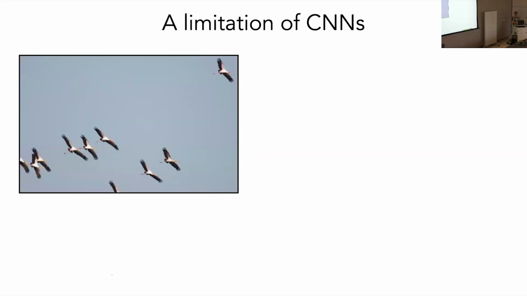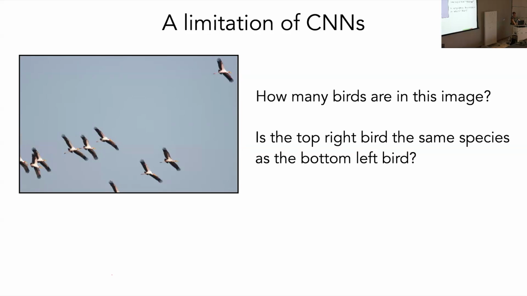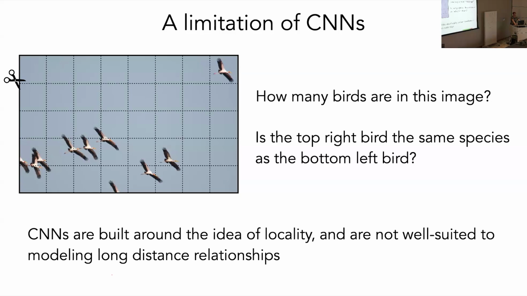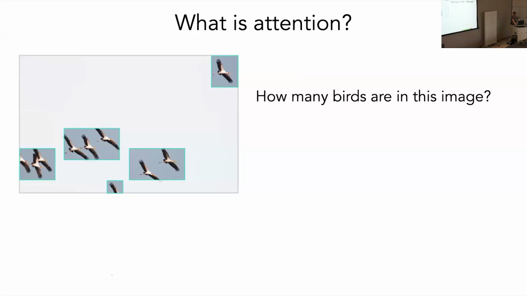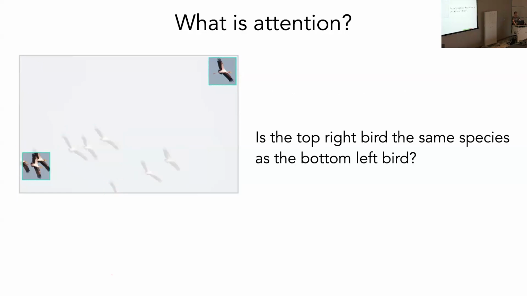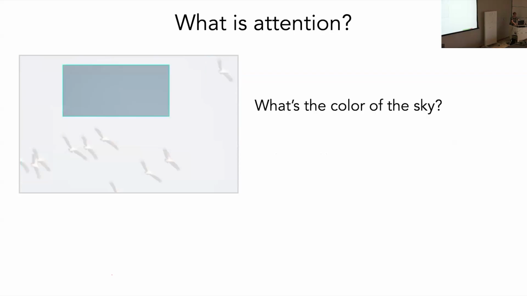So the second big idea is attention. This is essentially the mechanism with which we share that information globally. A limitation of CNNs: if we want to ask how many birds are in this image, that's maybe not so hard, but if we want to ask whether the top right bird is the same species as the bottom left bird, that's where those receptive fields can start to become tricky. CNNs are built around this idea of locality, and they're not well suited to modeling long-distance relationships. What attention does is say: if I want to know how many birds are in this image, I have all the regions that have birds, represented as tokens. Or if I want to know whether the top right bird is the same species as the bottom left bird, I have access to whatever information I would need to answer those kinds of questions. Or maybe what's the color of the sky? Well, now the useful information is going to be different tokens, but I still have access to all the tokens. So what the model is learning is what is useful for a given predictive task.